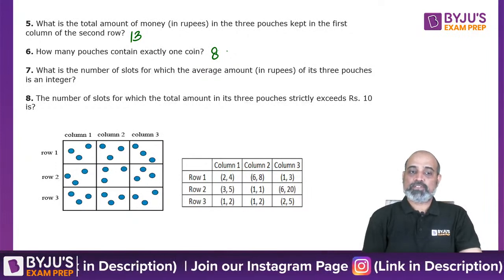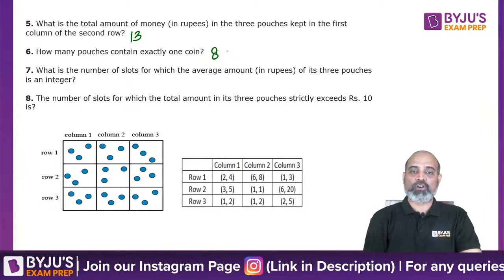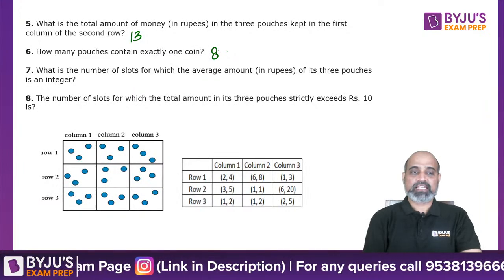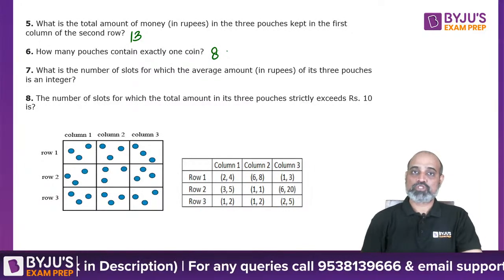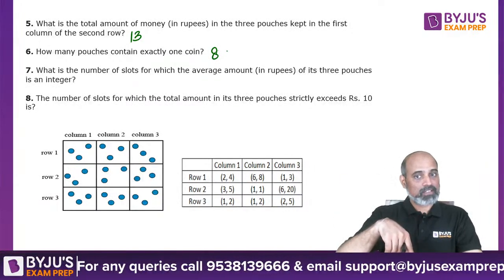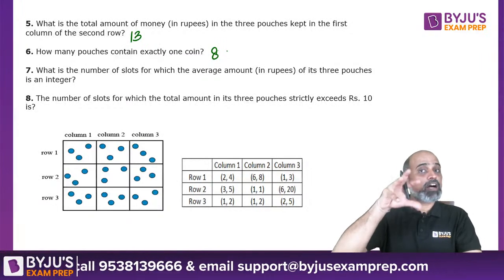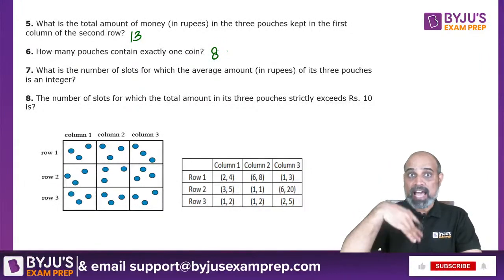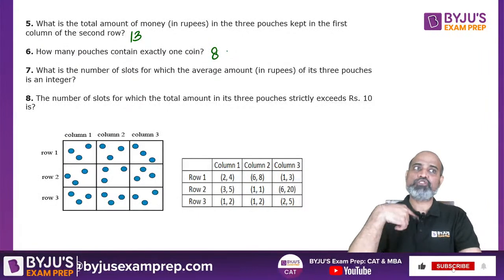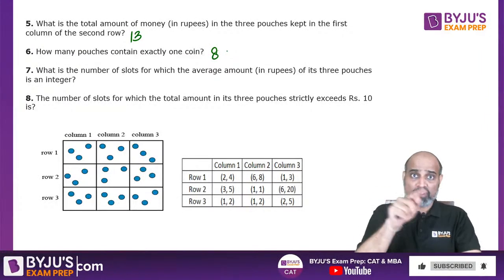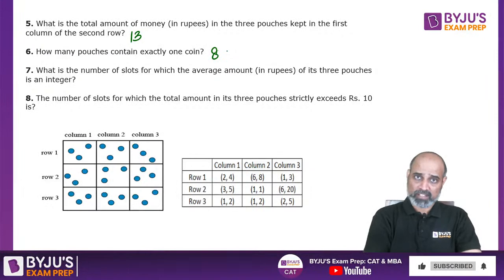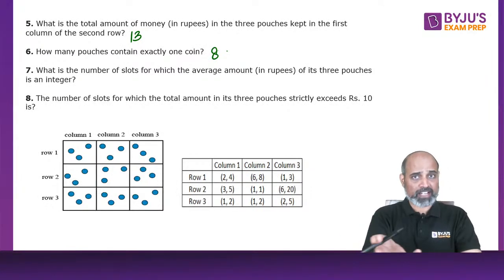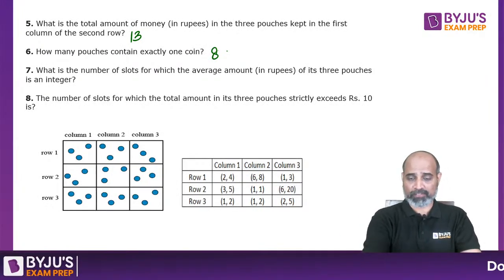What is the number of slots for which the average amount of its 3 pouches is an integer? So now you don't have to look at row and column. You have to only look at a particular cell. Its average should also be an integer. Its average should be an integer means the sum of the numbers should be in the table of 3. Because now you only have to divide it by 3, because we look at 3 pouches in every cell.